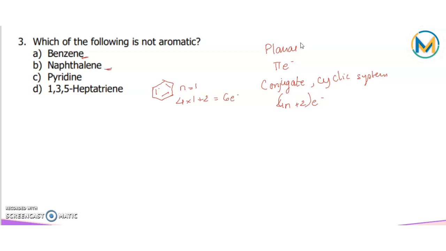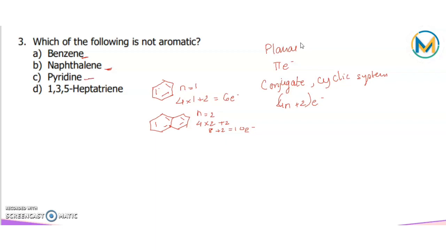Option B, that's naphthalene. So the structure of naphthalene is this. It is also a planar structure with pi bonds, conjugated, and a cyclic system. And for the number of electrons, here there are 2 rings and thus n is equal to 2. So I can put 4 into 2 plus 2, so that is 8 plus 2, that is 10 electrons. And this 1, 2, 3, 4, 5 double bonds count to 10 electrons. And thus it is also an aromatic compound.